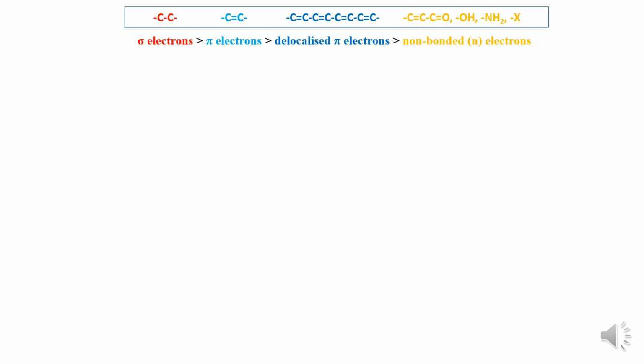So you'll come across non-bonded electrons in compounds like alcohols bearing the OH group, amines bearing the amino group, and compounds like alkyl or aryl halides bearing the halogen group with one or more lone pairs of electrons.